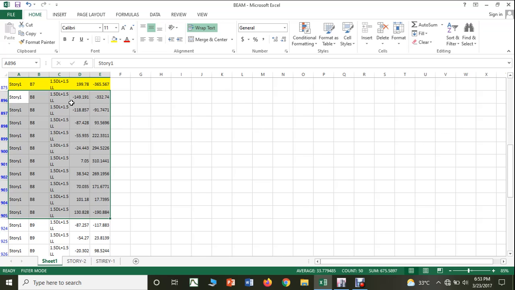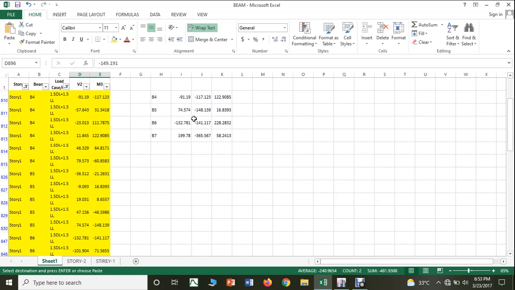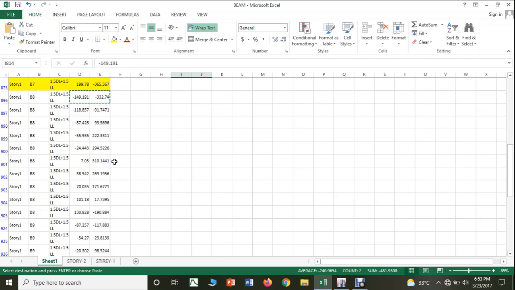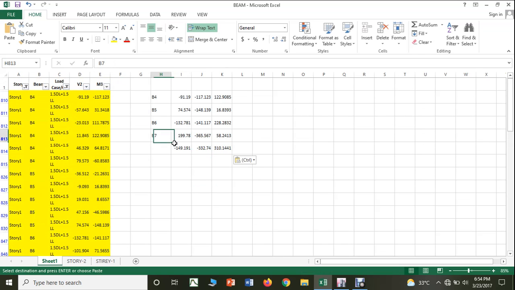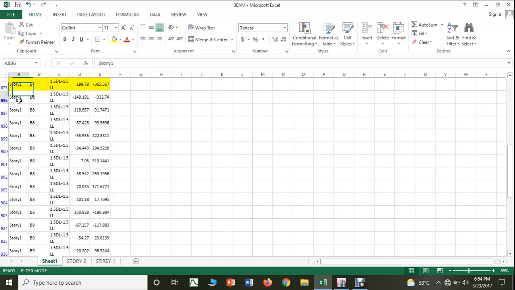Beam 8, you can see the highest is seen at the top here, 332. And the maximum value that you can have is 310, which is the maximum positive moment. So that is all that you can have in beam 8 from here to here.